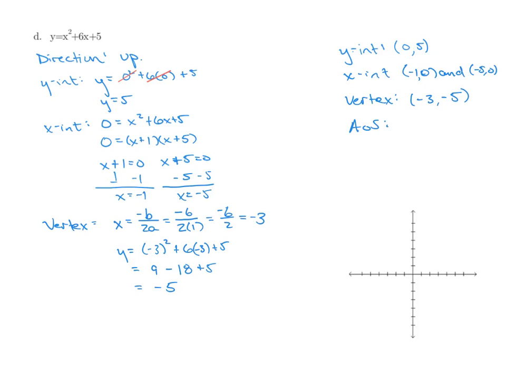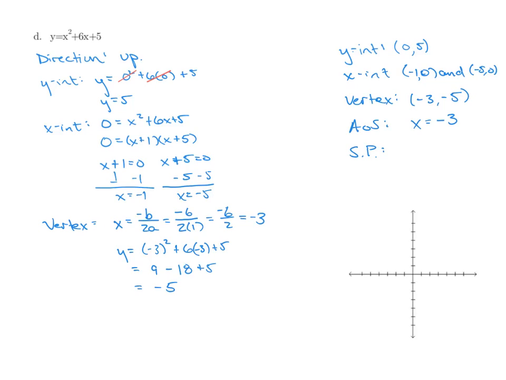Our axis of symmetry is going to be a vertical line, so it's going to be x equals, and our x coordinate of the vertex is negative 3, so it will be x equals negative 3. The last thing that we want is a symmetric point, but we'll go ahead and find this after we start graphing.